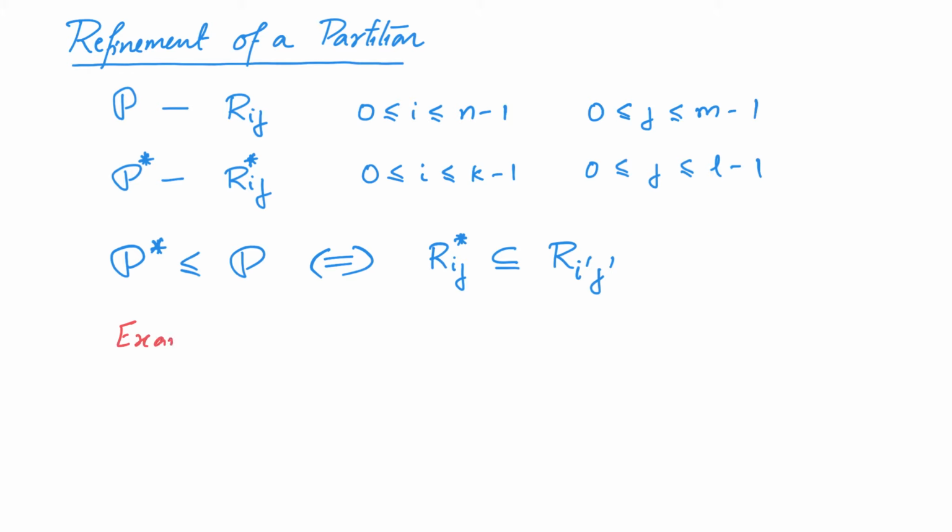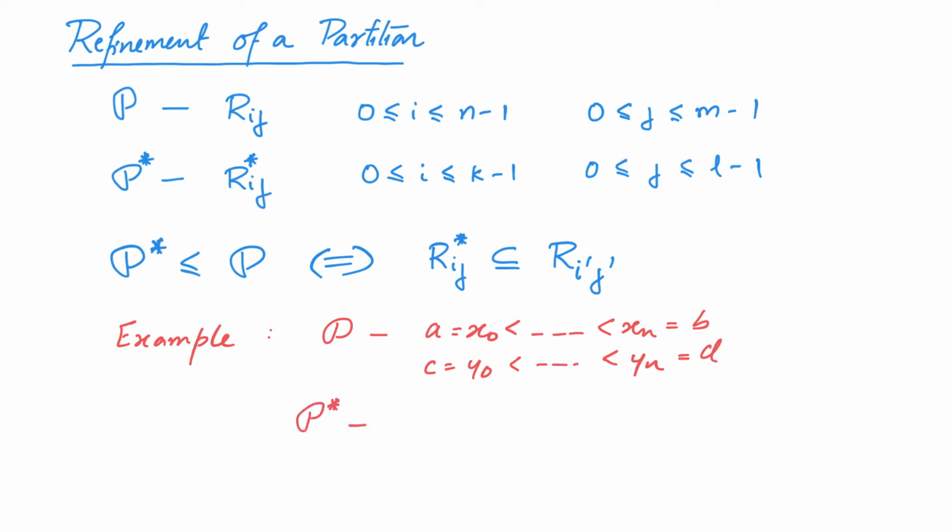Let us look at an example of refinement. Given a rectangle [a,b] × [c,d], recall that a partition is given by a partition of the interval [a,b] and a partition of the interval [c,d]. Therefore, we can obtain a refinement of the partition of the rectangle by taking a refinement of the partition on [a,b] or the partition on [c,d]. In this case, let us take a refinement of the partition on [a,b]. More precisely, we are adding just one extra point between x_i and x_{i+1}. This will result in a finer partition than P. In other words, P star is a refinement of P.